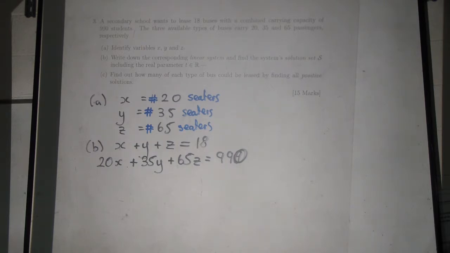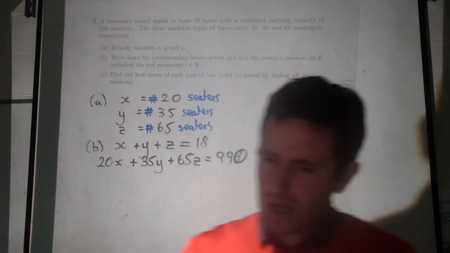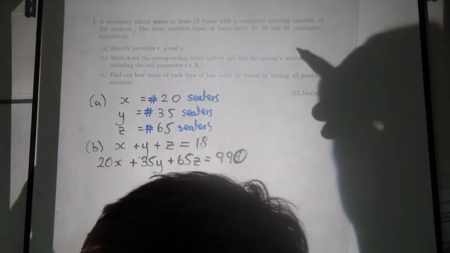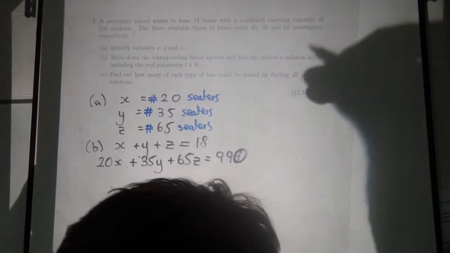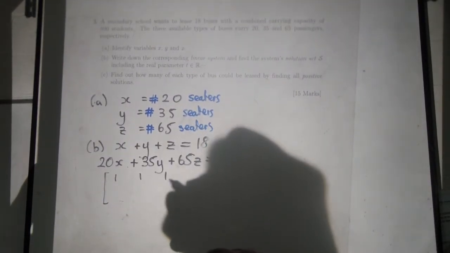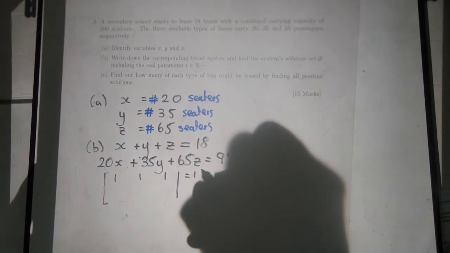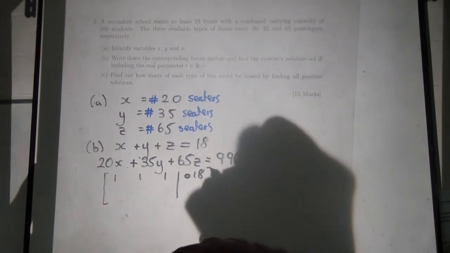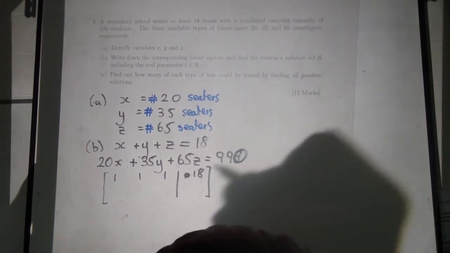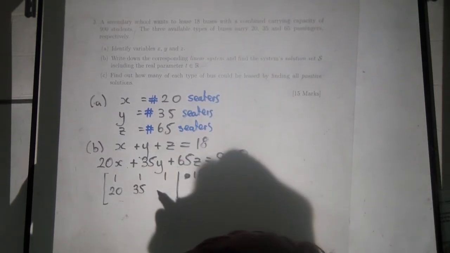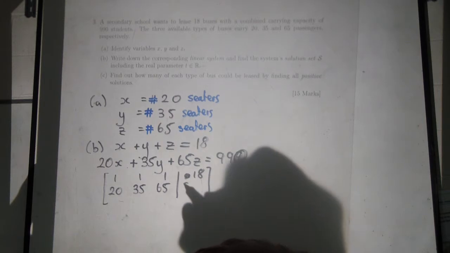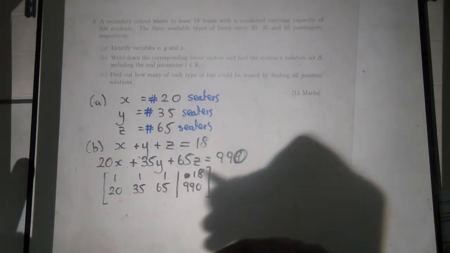Okay, so off we go. We've written down the linear system and we're going to find its solution including a real parameter. That's just a parameter. So we have 1x, 1y, 1z equal to 18, and 20x plus 35y plus 65z equal to 990.